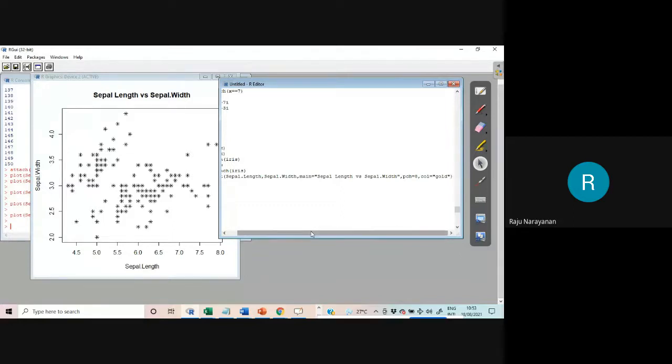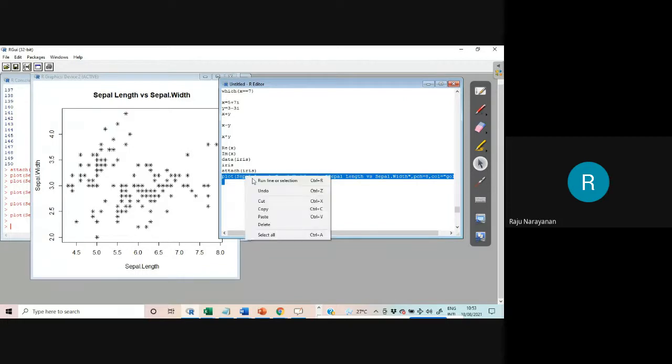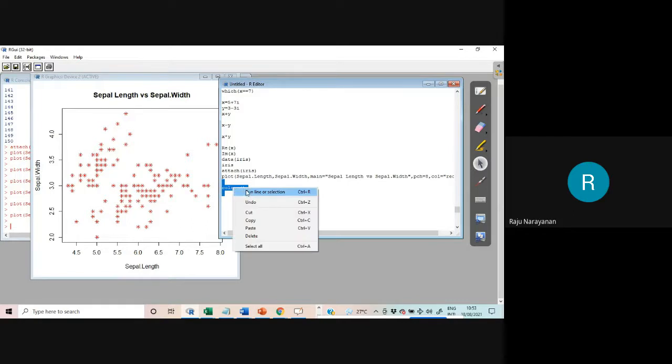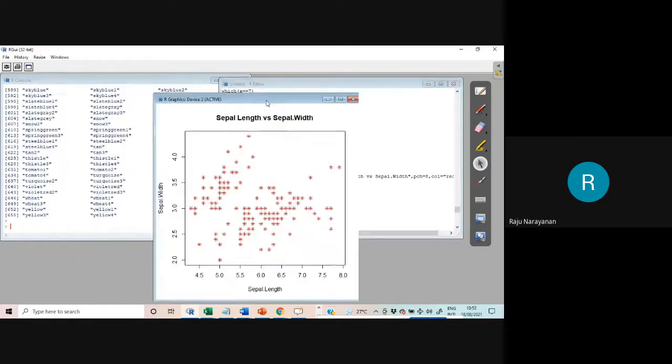Okay. You can change the color. Gold is not that good now. If you want red, you type red. If you want to know the collection of colors, type colors, I think. You can see, no error.